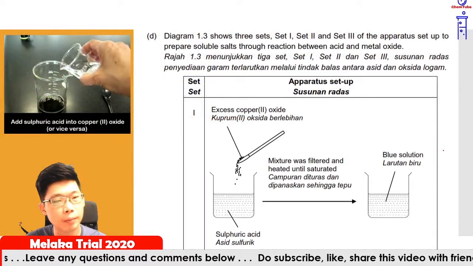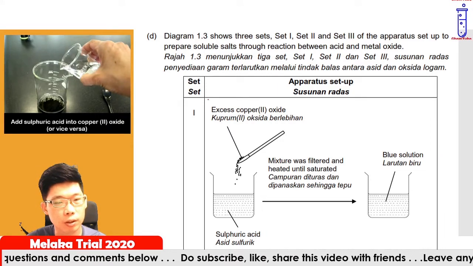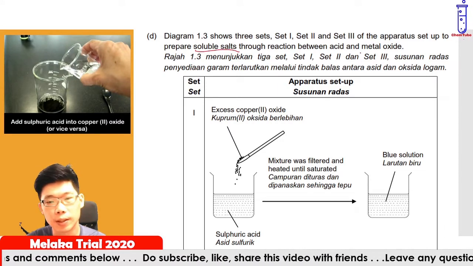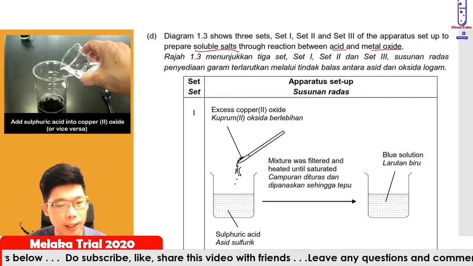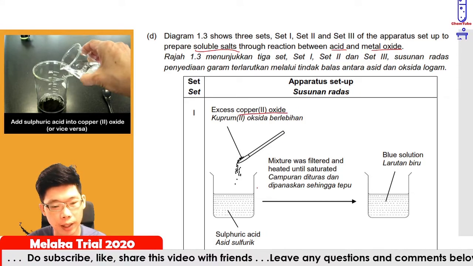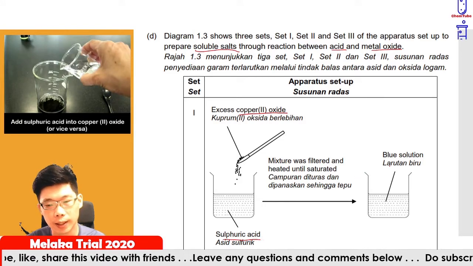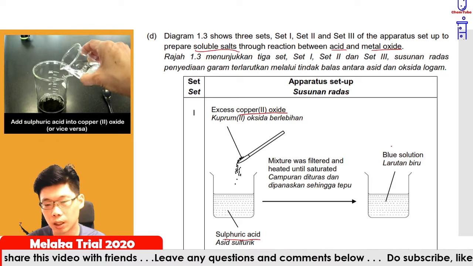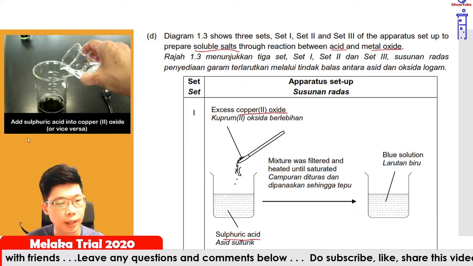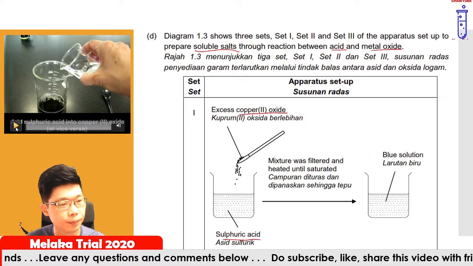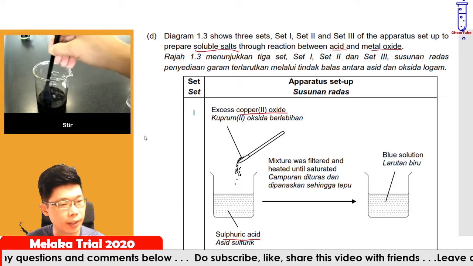Now diagram 1.3 shows 3 sets of experiments to prepare a soluble salt through the reaction between the acid and the metal oxide. The first one is copper(II) oxide reacting with sulfuric acid. The mixture is filtered and heated until saturated. Then you will get the blue solution. Now I show you the video of the reaction. First add the sulfuric acid into the copper(II) oxide, or vice versa. You need to stir it.